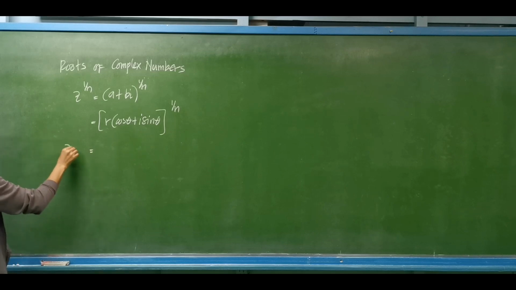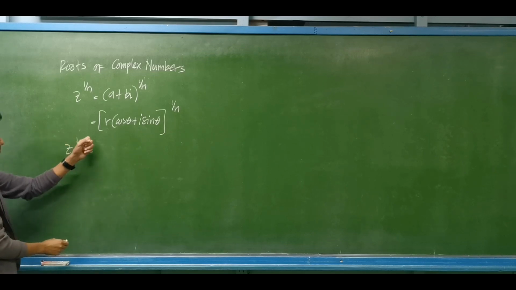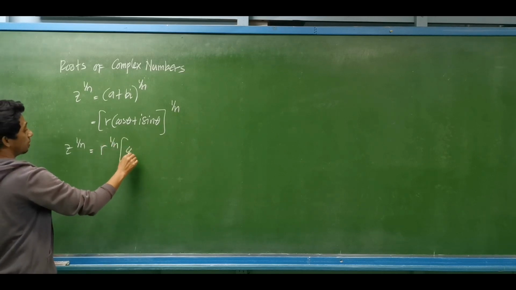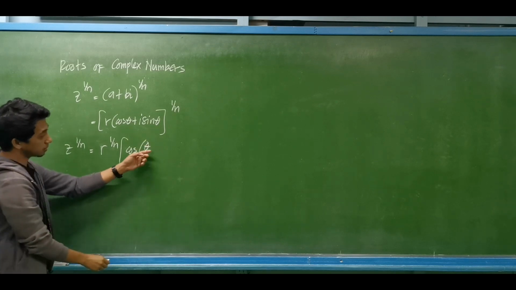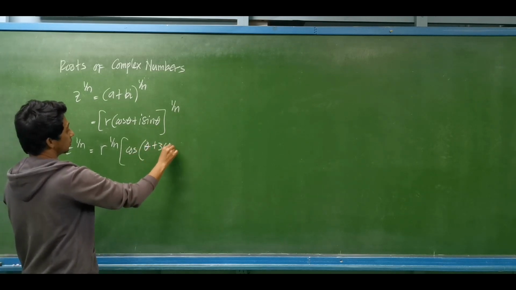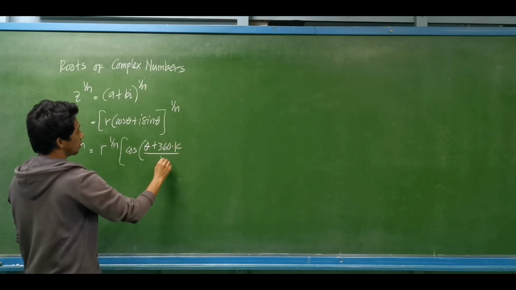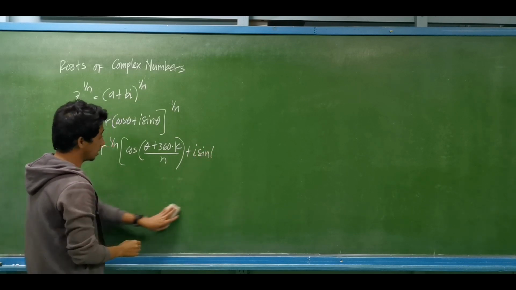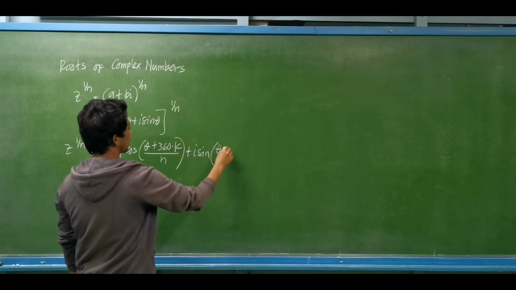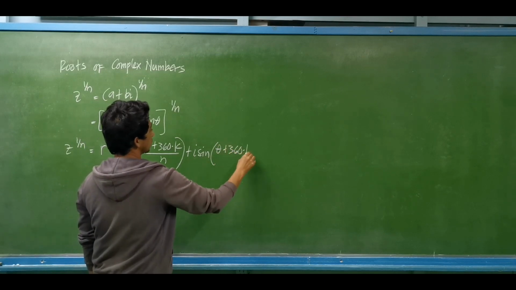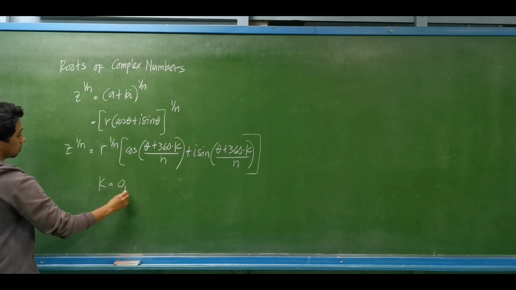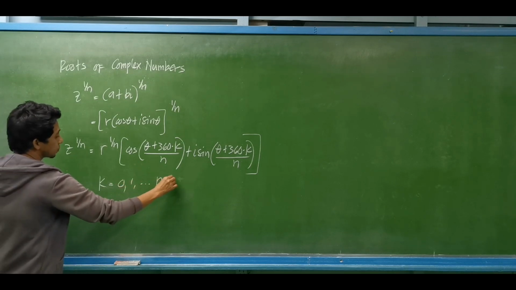If we simplify this one, this is equal to the modulus raised to 1 over n multiplied by the quantity cosine of, this time, your theta added with 360 degrees multiplied by k, divided by n, plus i sine of your angle or the argument theta plus 360 degrees multiplied by k, divided by n. The value of k is simply equal to 0, 1, up to n minus 1.